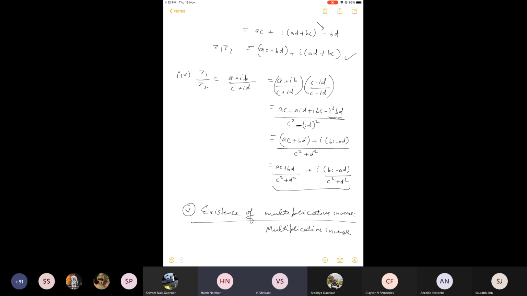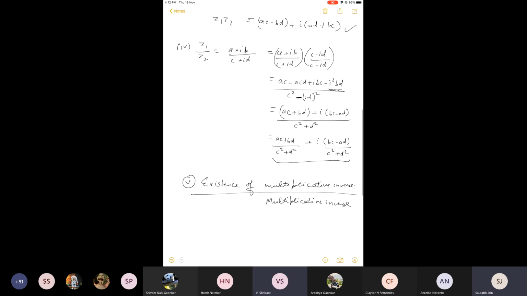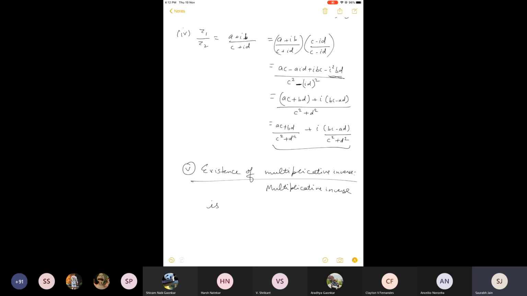Done. What have you written after multiplicative inverse? I'm telling you what this is. Simply, multiplicative inverse is actually the reciprocal, nothing else. It is also called the reciprocal. We are familiar with this term reciprocal, right? It is nothing but multiplicative inverse only.